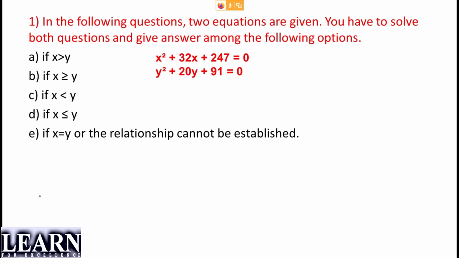This is one of the types of problems which talks about inequality. I'll read out the question here. In the following question, two equations are given. You have to solve both equations and give one answer among the following options. Now they have given x square plus 32x plus 247 is equal to 0 and y square plus 20y plus 91 is equal to 0.